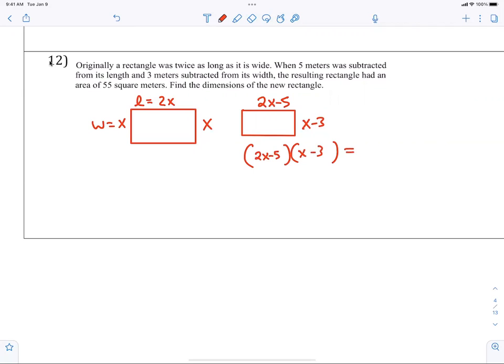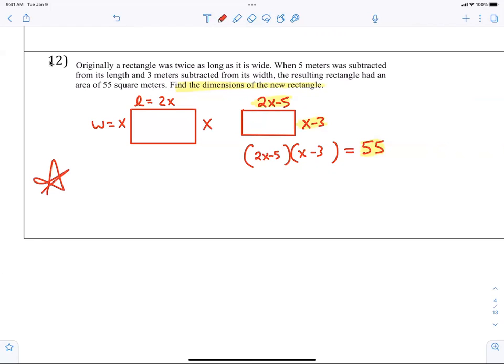Wait, what? And that is equal to 55. So again, this length and width multiplied together is 55. Now it says, find the dimensions of the new rectangle. It doesn't ask us about the old rectangle. All right, so be careful. Make sure you answer that question.